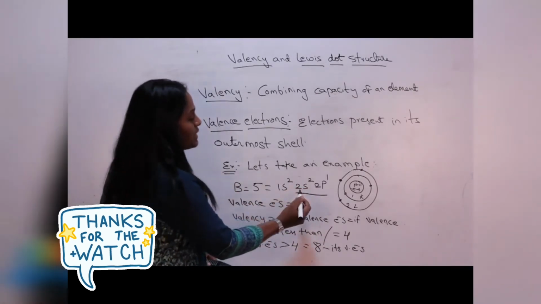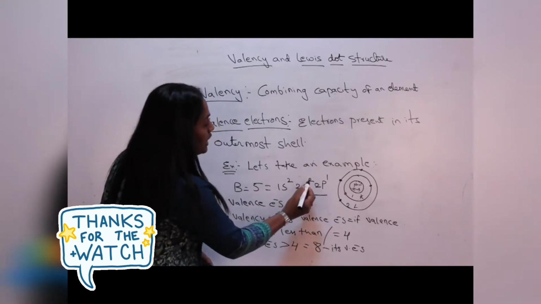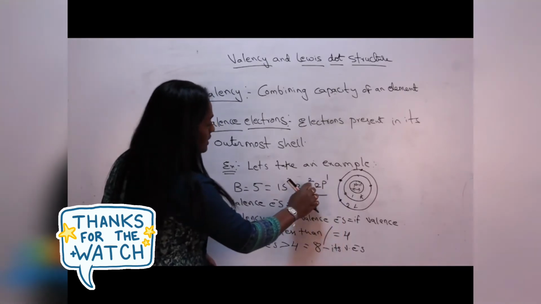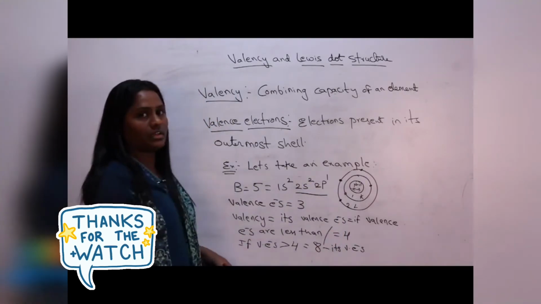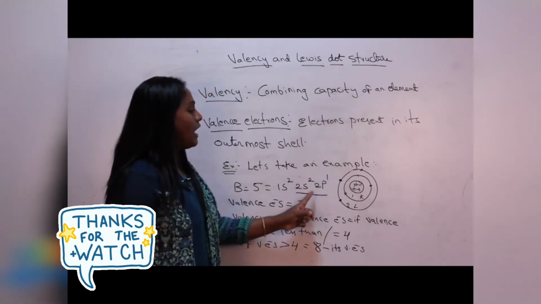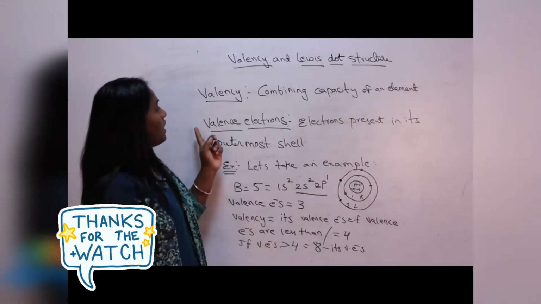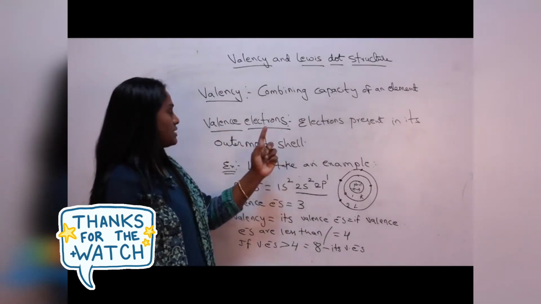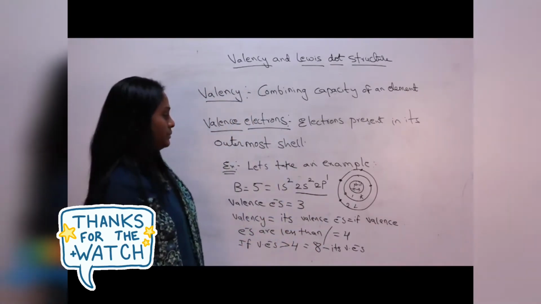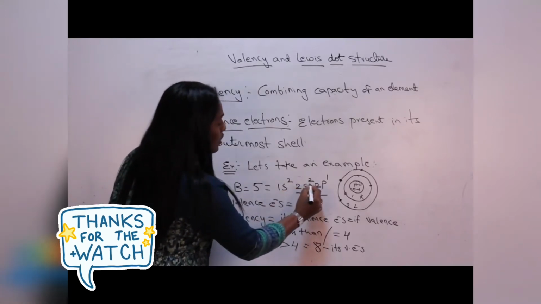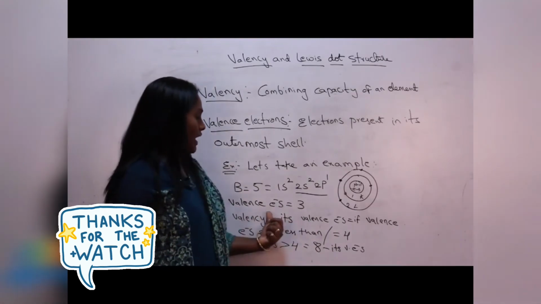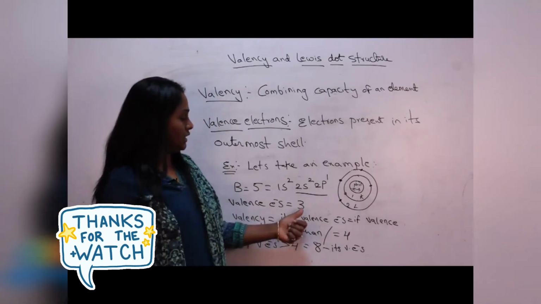How many electrons are present in the outermost shell? Just count. This number indicates outermost electrons. That means 2 plus 1. The electrons that are present in the outermost shell are called outermost or valence electrons, and the shell is called the outermost shell. The number of electrons in the outermost shell of boron is 3. That's why I have written here valence electrons is equal to 3.